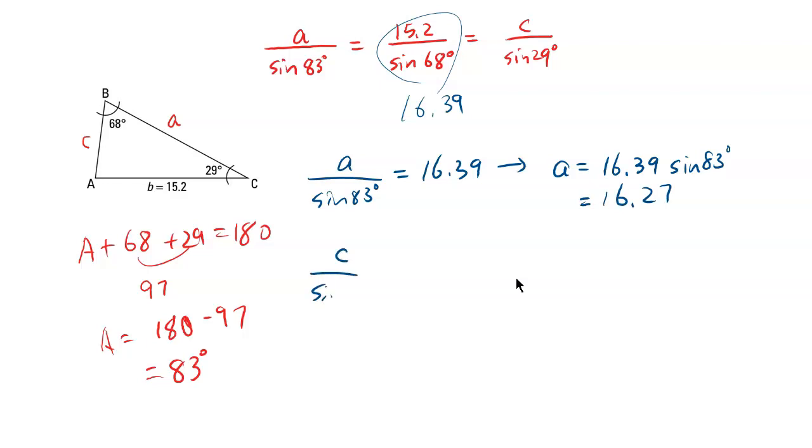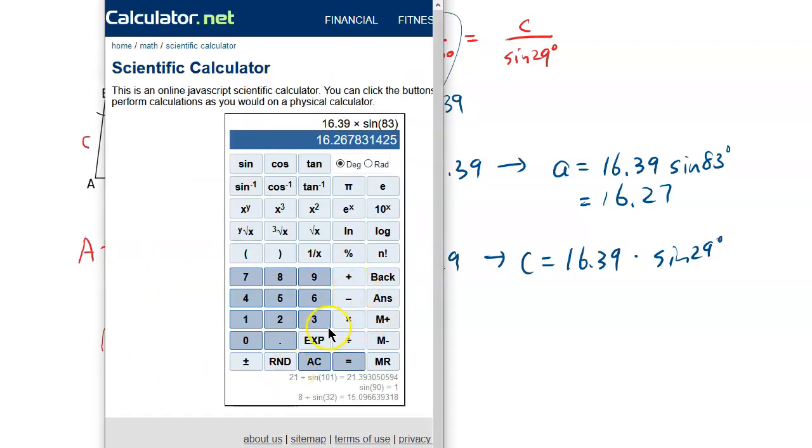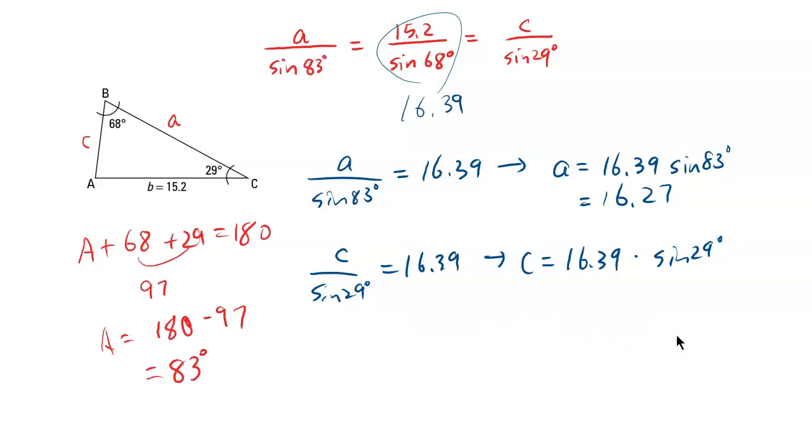Okay, c over sine 29 degrees equals 16.39. Therefore, c is 16.39 times sine 29 degrees. So let's try that. Delete. And then we have 16.39 times sine of 29 degrees is 7.946. Okay, so another problem done. Next.